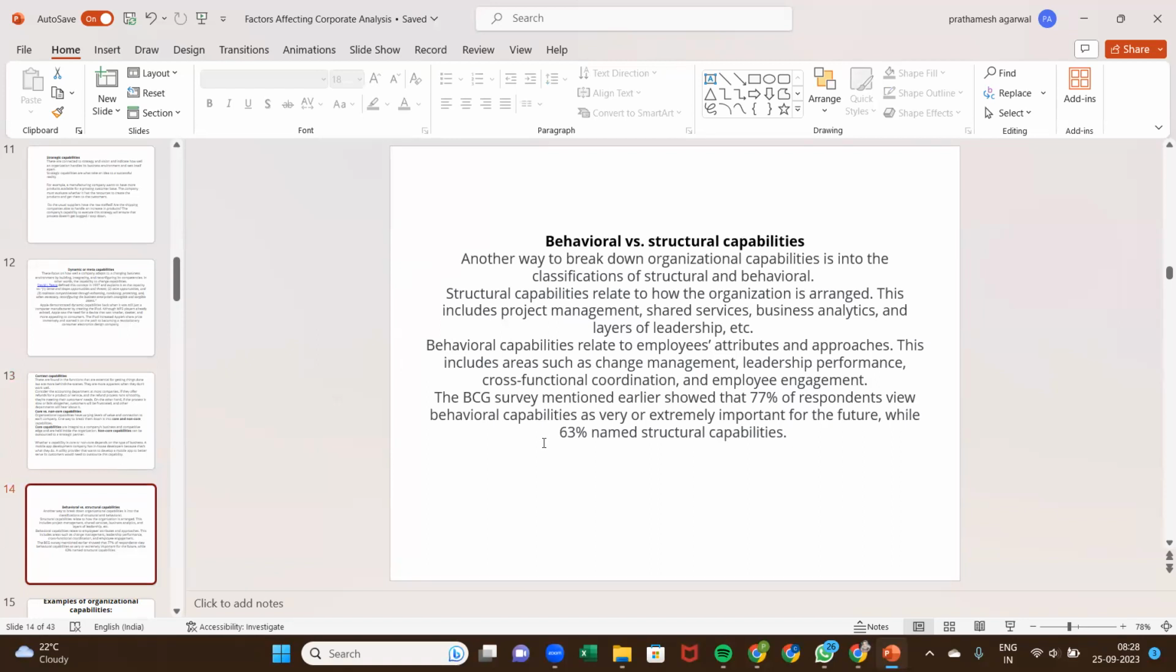Then we have behavioral versus structural capabilities. Another way to break down organizational capabilities is into the classification of structural and behavioral. Structural capabilities relate to how the organization is arranged. This includes project management, shared services, business analytics and layers of leadership.